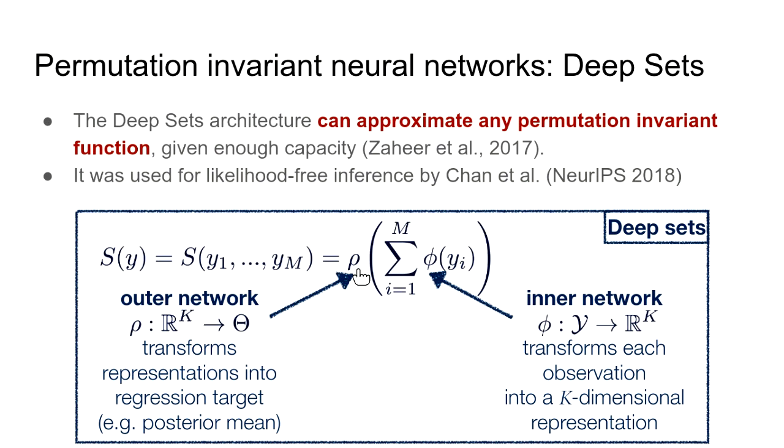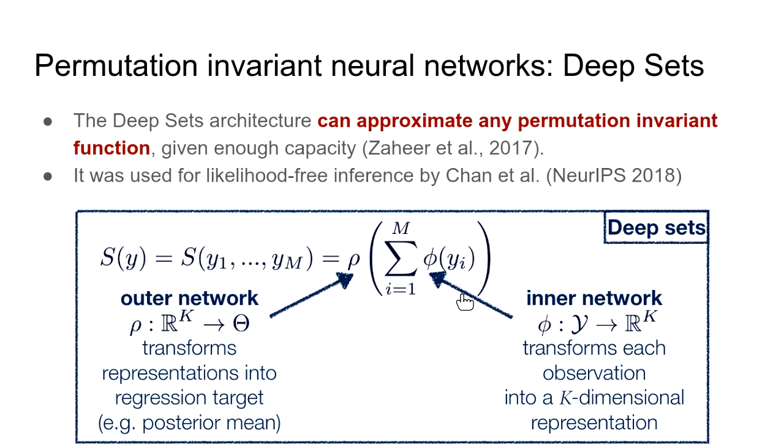And at the end, the networks are relatively small, because this one takes as input only data points and outputs low dimensional stuff, and this one takes low dimensional stuff as input and will output parameters. Compared to a single network that would take the entire data set as input, that's much more parsimonious and simple. Okay, so the idea of using such networks to process data sets in likelihood-free inference was actually already used by Chan et al. in a nice paper published in NeurIPS. It was not exactly in an ABC context, but almost.